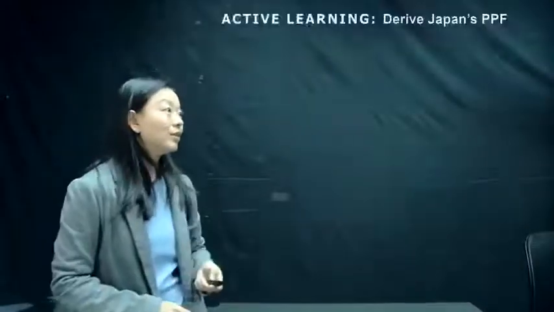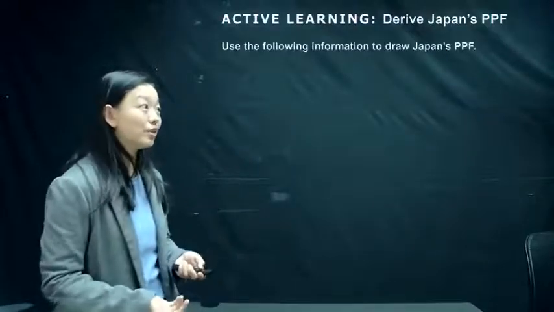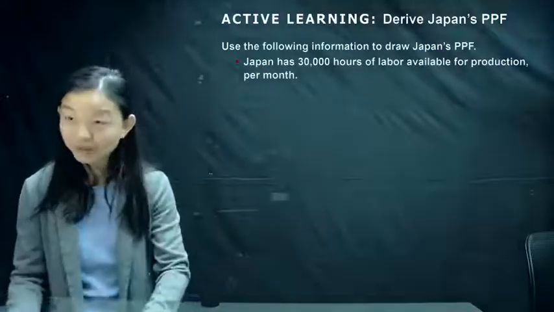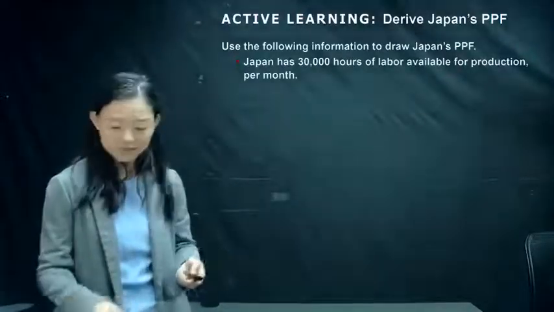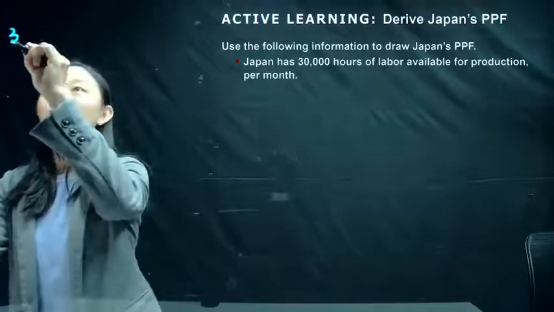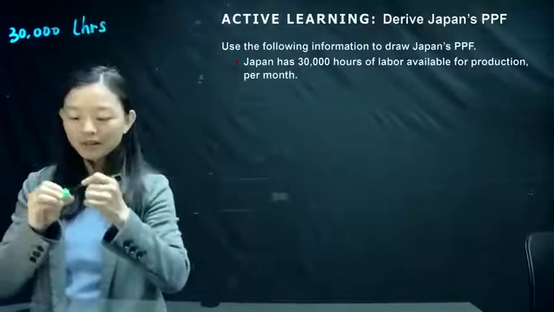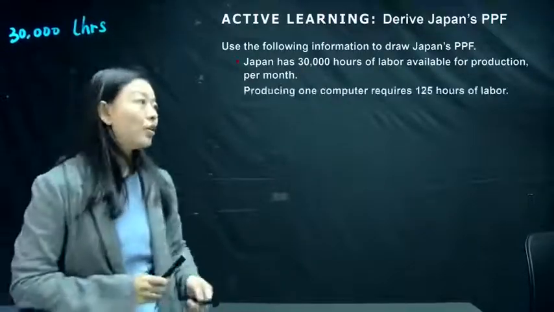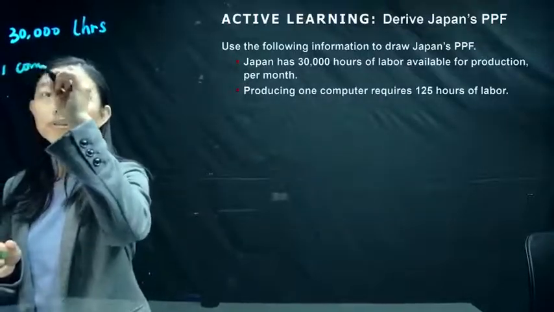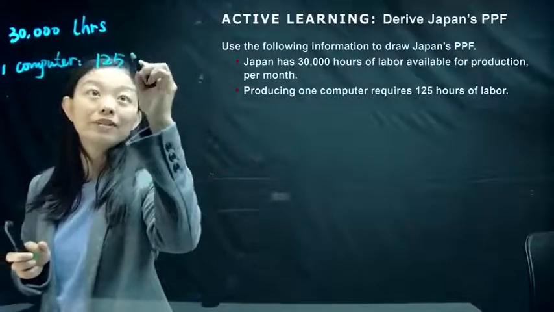Now, let's look at Japan, okay? For Japan, we assume Japan will have 30,000 labor hours available, okay? So this is Japan's information. I will just write it down. Japan will have 30,000 labor hours available, okay? To produce one computer in Japan, it requires 125 labor hours.